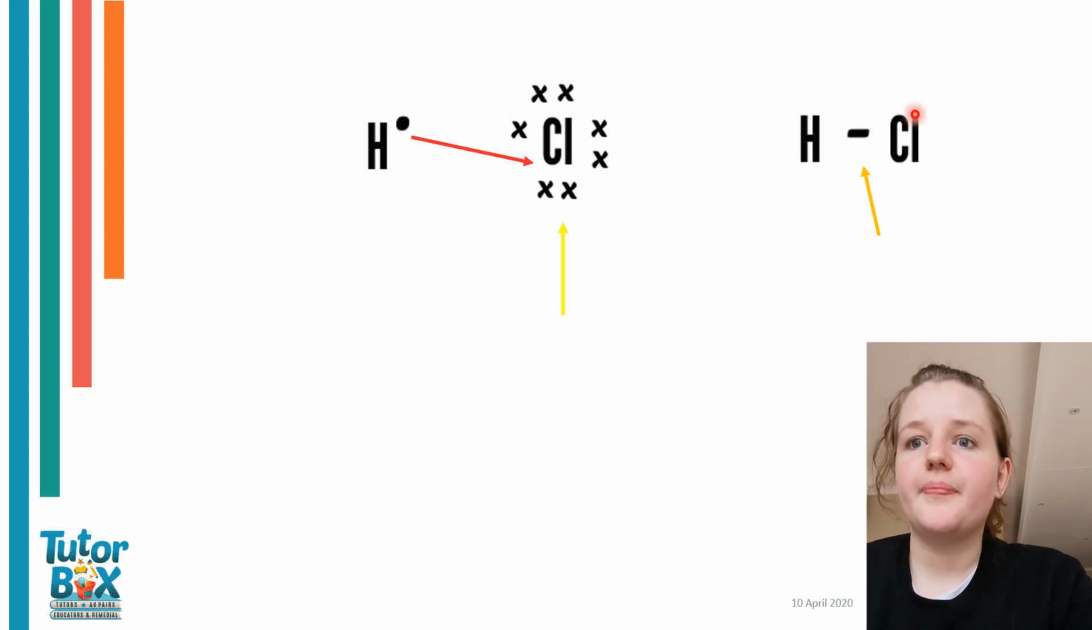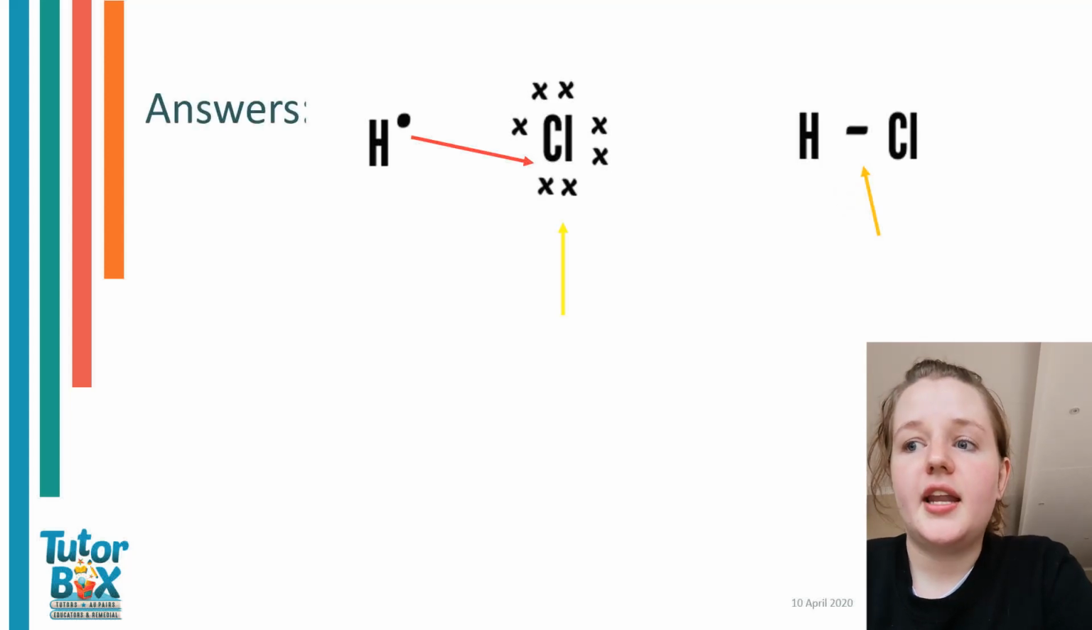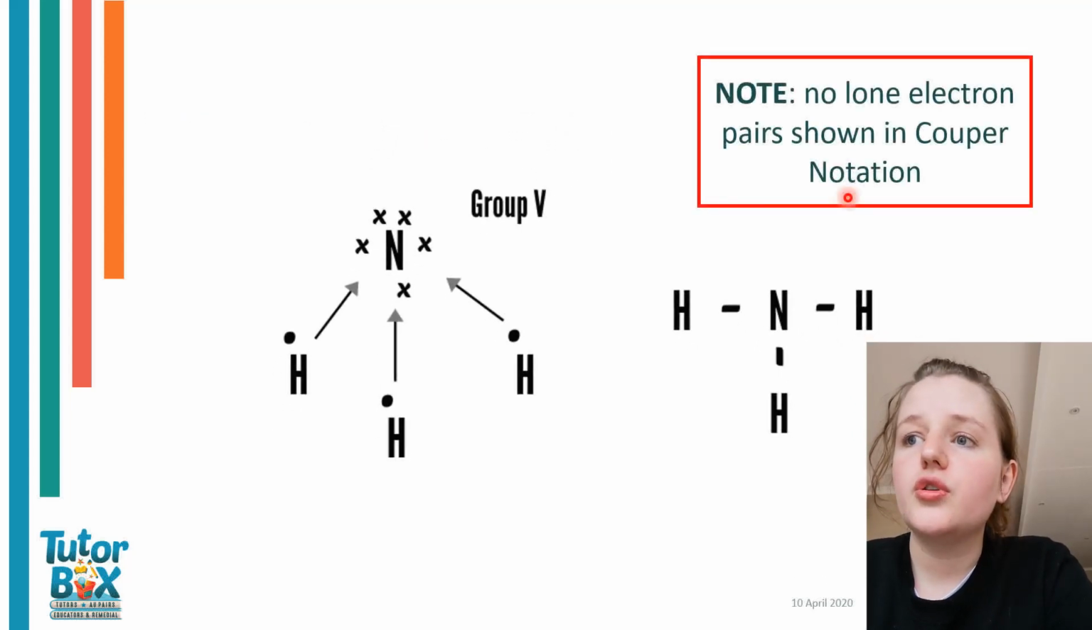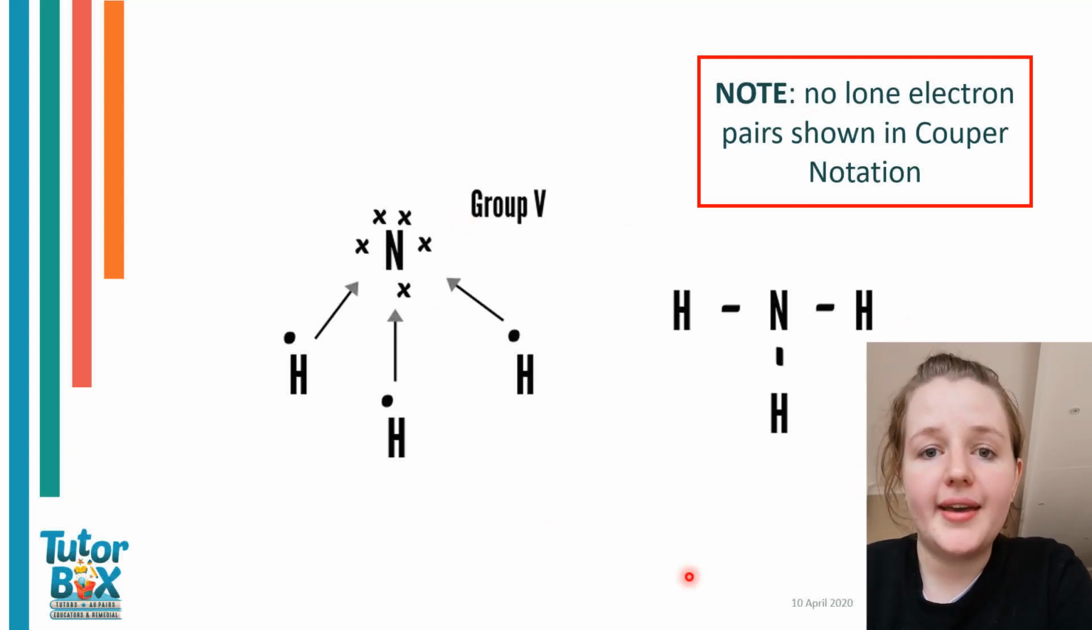Okay, next one. So this was NH3. Also, just to note with the Cooper notation that there's no lone electron pairs. So in the other one, there's only one line. It's not showing all the others from the chlorine. Okay.